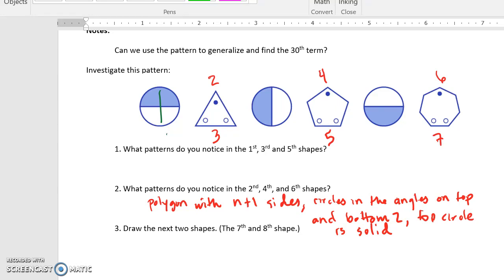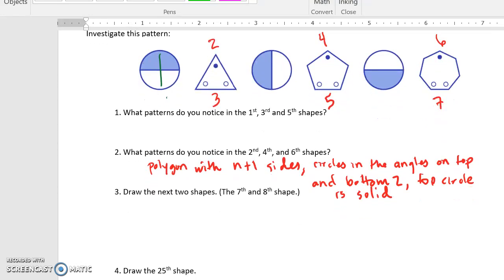And then we're going to be asked to draw the 7th and 8th shape. So I want you to pause the video, try to draw the 7th and 8th shape, and then take it back up. So the 7th shape is going to be a circle. And since we're rotating the circle 90 degrees in the counterclockwise way, our circle will be like this, and the half that will be shaded will be this half.